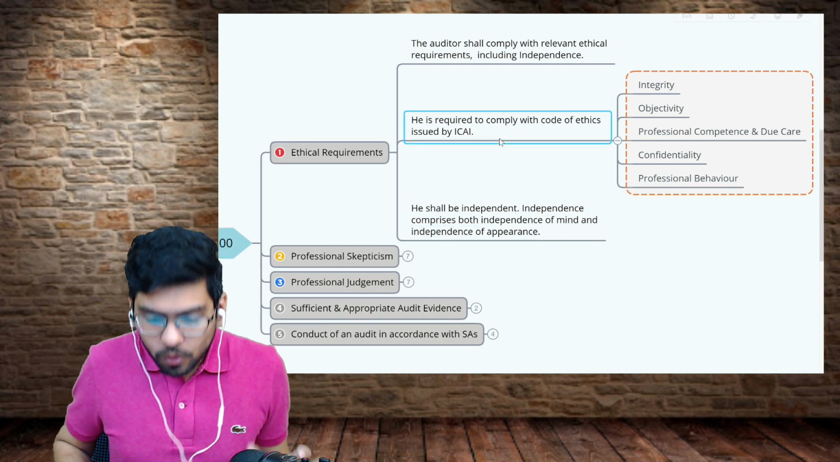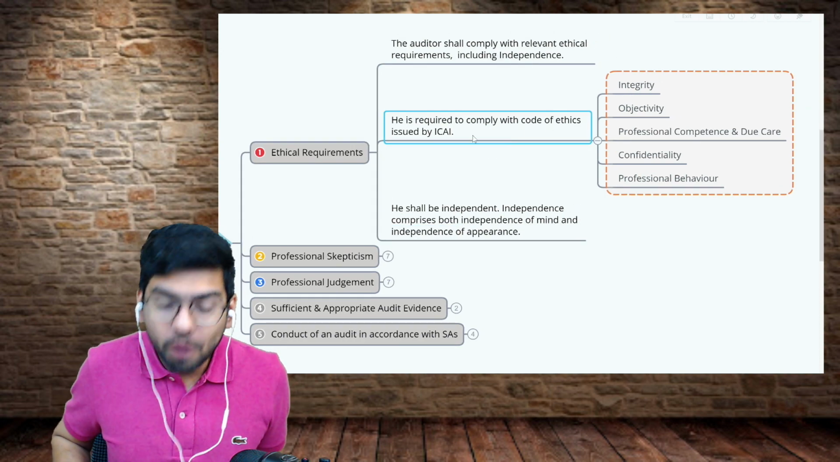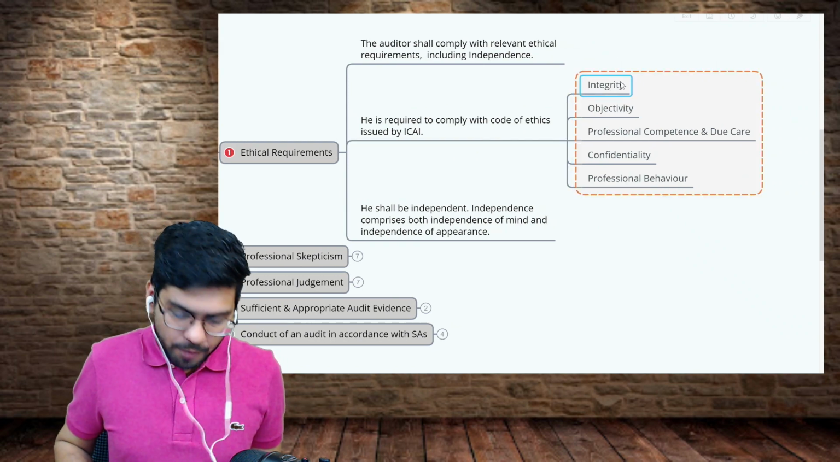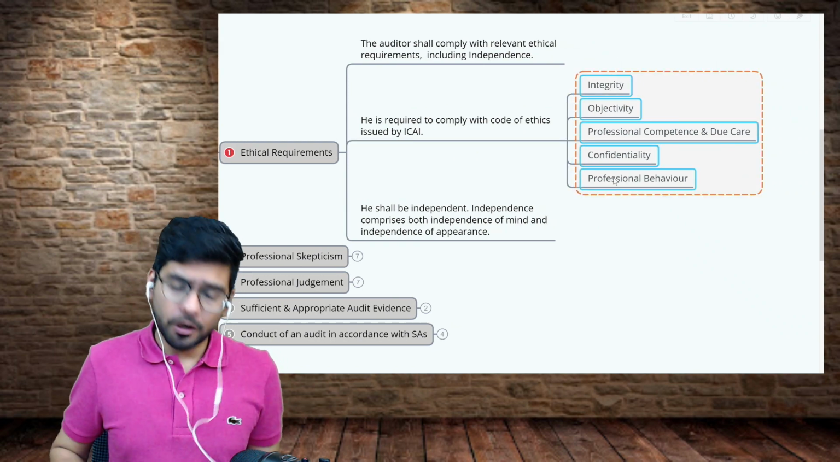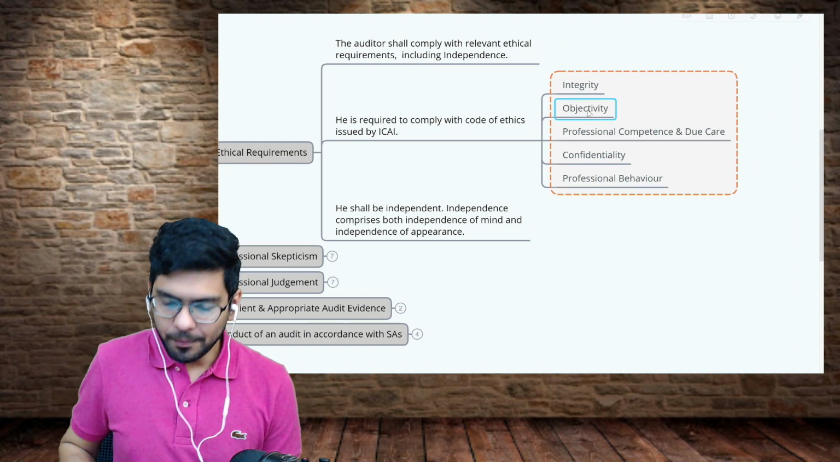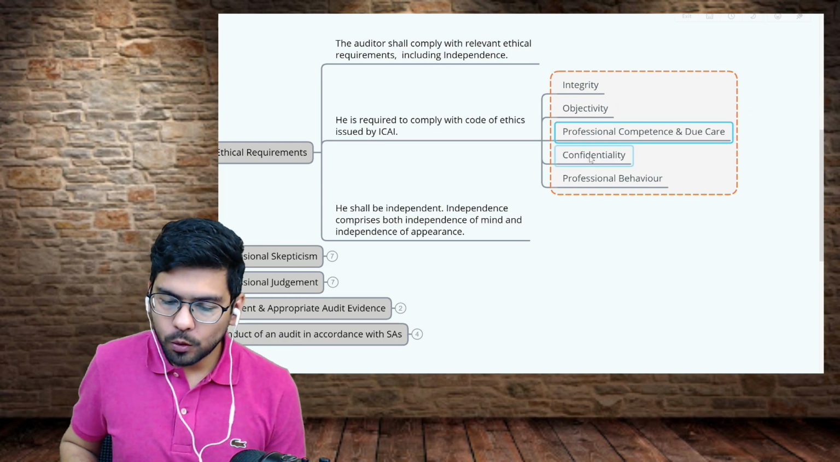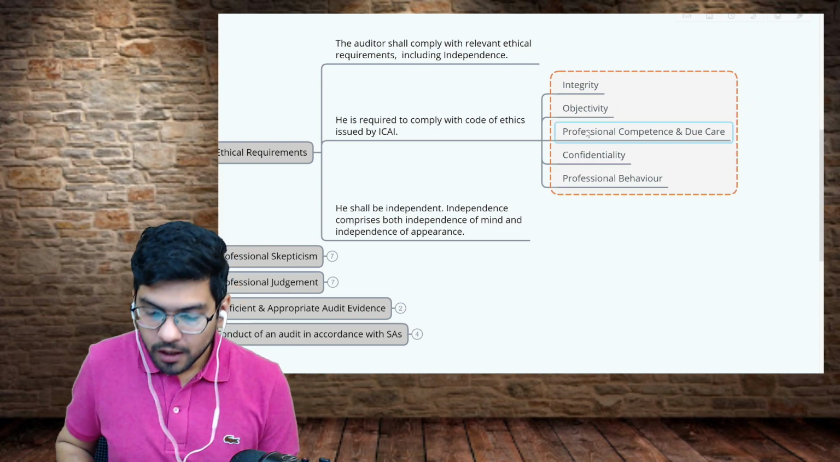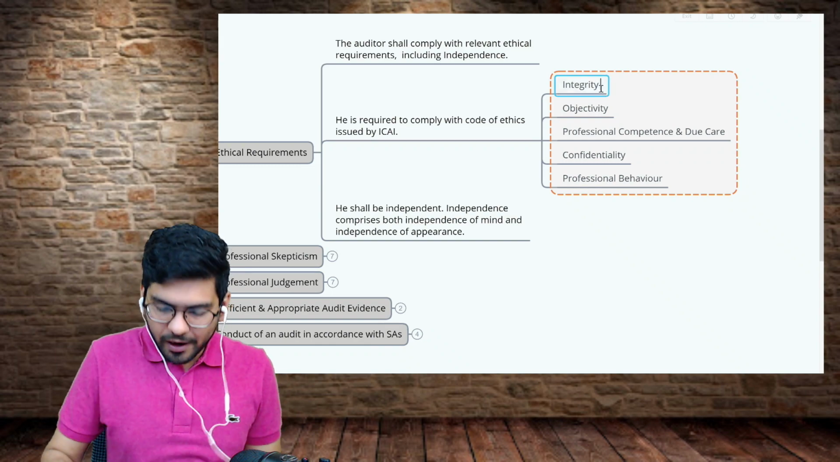Now when I say he is required to comply with the code of ethics issued by ICI, there are 5 requirements you have to follow, 5 requirements you have to ensure. First is integrity, second is objectivity, third is professional competence and due care, fourth is confidentiality, and fifth is professional behavior.